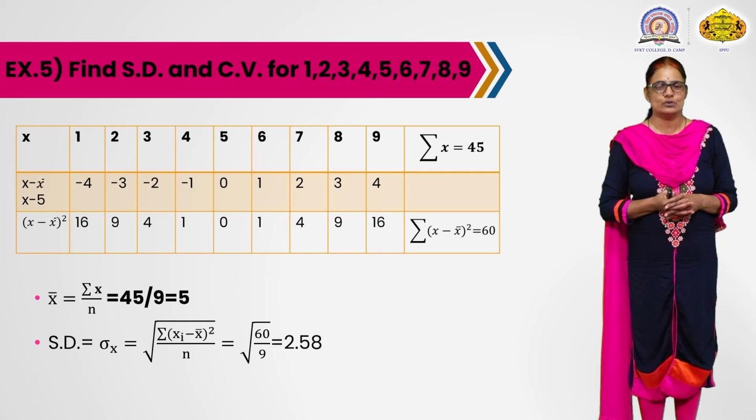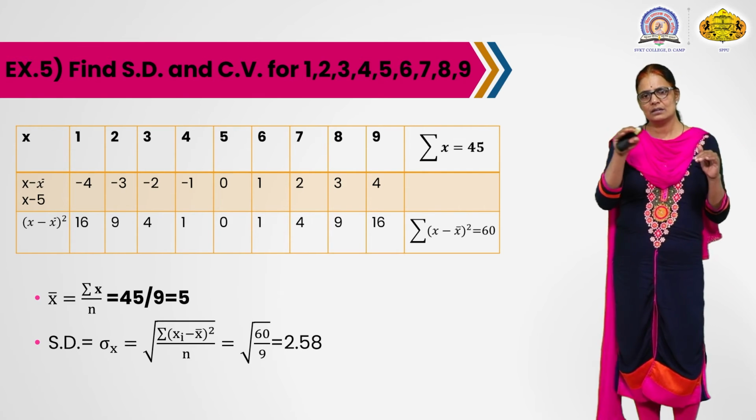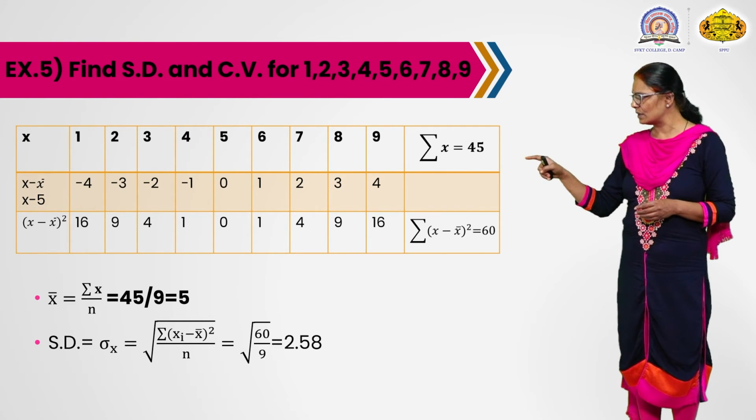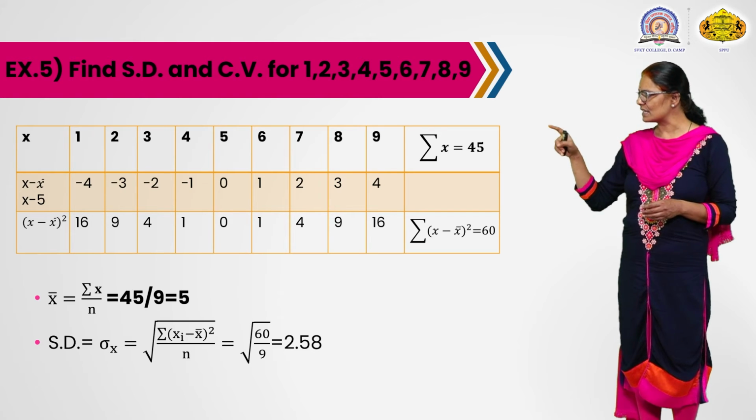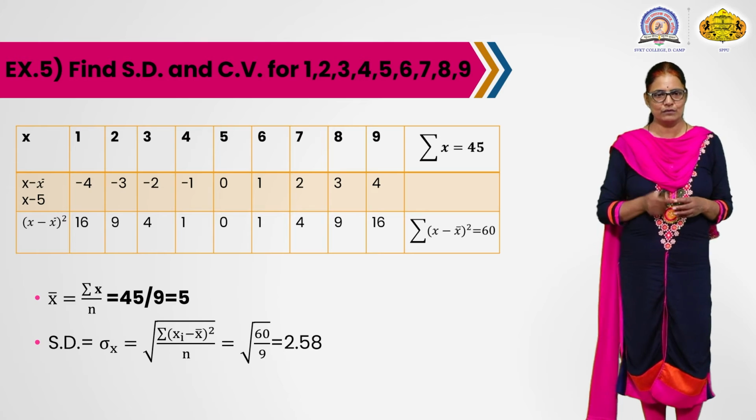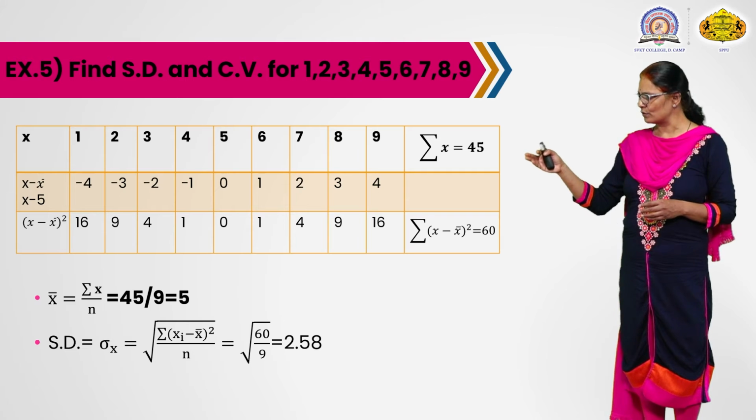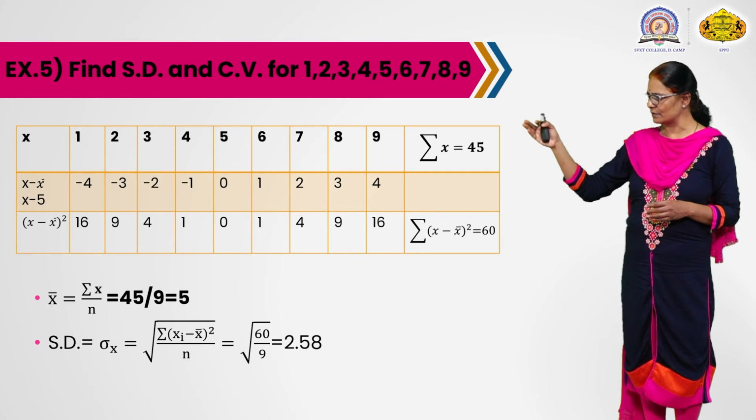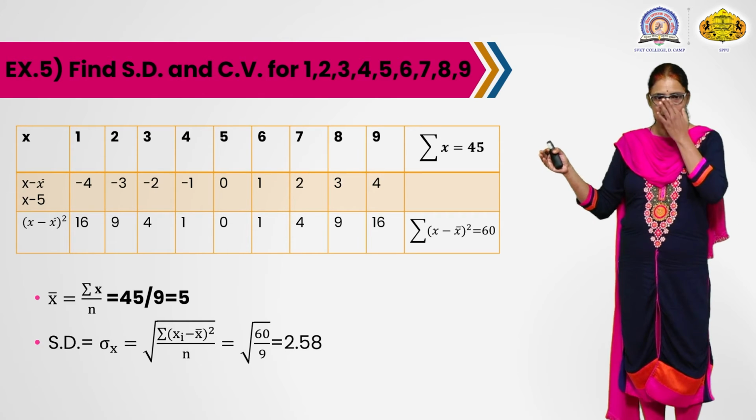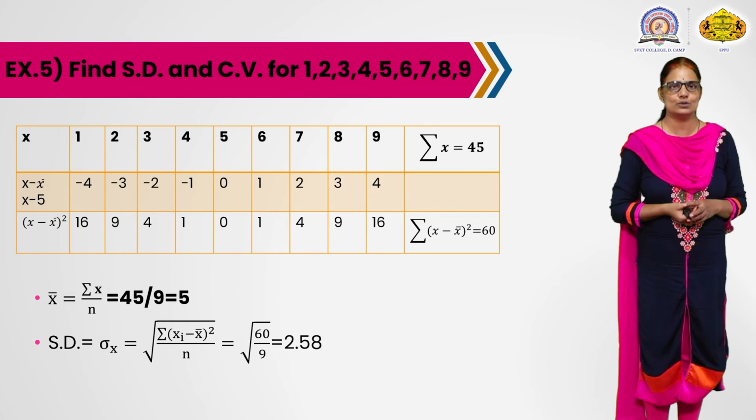Calculate the square of each and every number, write it just below, and do the sum of all these squares. So here I have already written the sum of xi minus x bar, bracket square, is 60. So now just see the formula, now put the values. This is the formula for standard deviation, square root of sum of x minus x bar square upon n. So by putting the value of the summation, that is 60 upon 9, take its positive square root, the answer is 2.58.